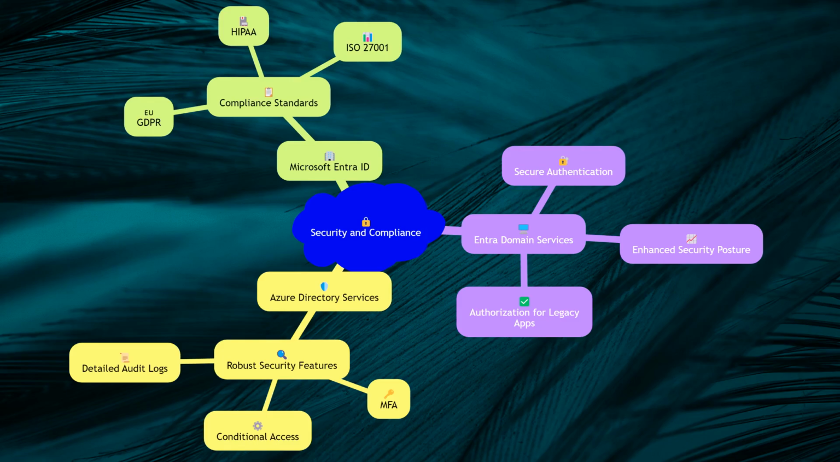Security and compliance are critical aspects of Azure Directory Services. Microsoft Entra ID and Entra Domain Services provide robust security features such as MFA, conditional access, and detailed audit logs. These features help organizations protect against unauthorized access and meet regulatory requirements. Entra ID supports compliance with standards such as GDPR, HIPAA, and ISO 27001. Additionally, Entra Domain Services ensures secure authentication and authorization for legacy applications, enhancing overall security posture.